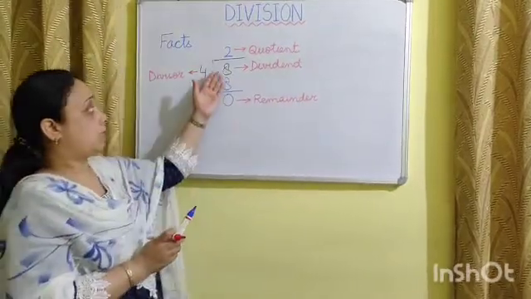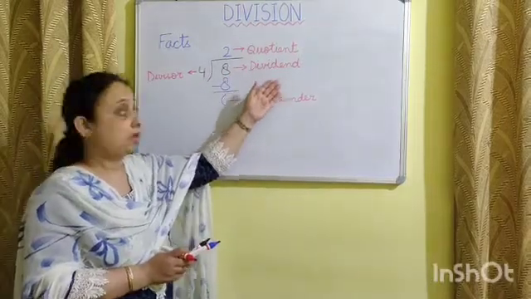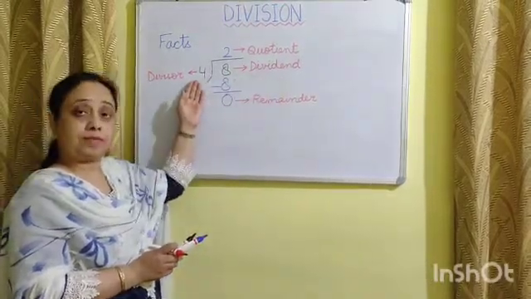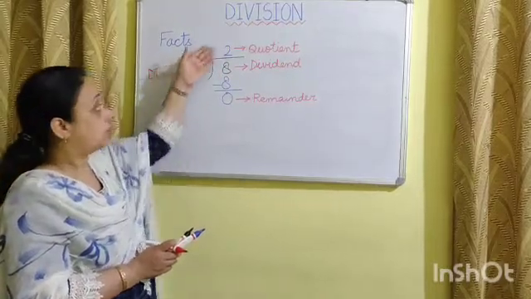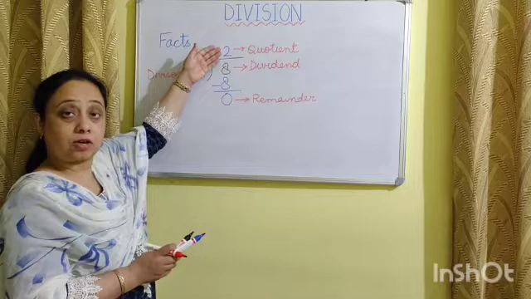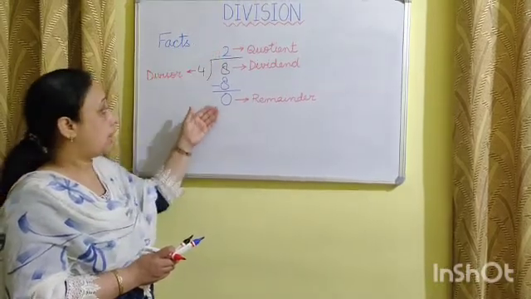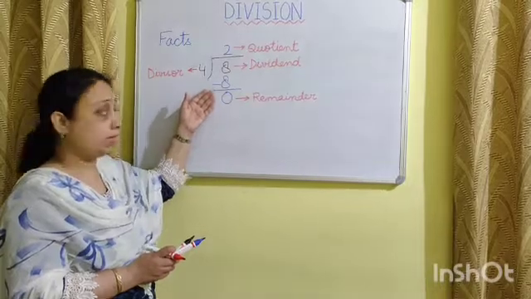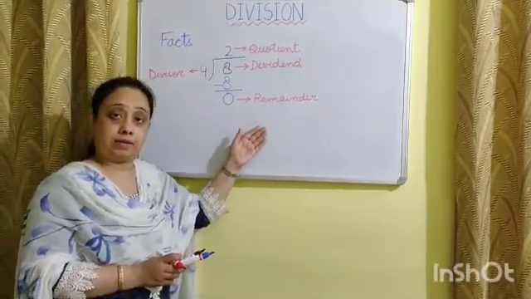So 8 is the number which we divide here. This is known as the dividend. 4 is the number by which we divide this 8. This is the divisor. This is the result of division. This is known as the quotient. And the leftover which we get after subtraction is known as the remainder.